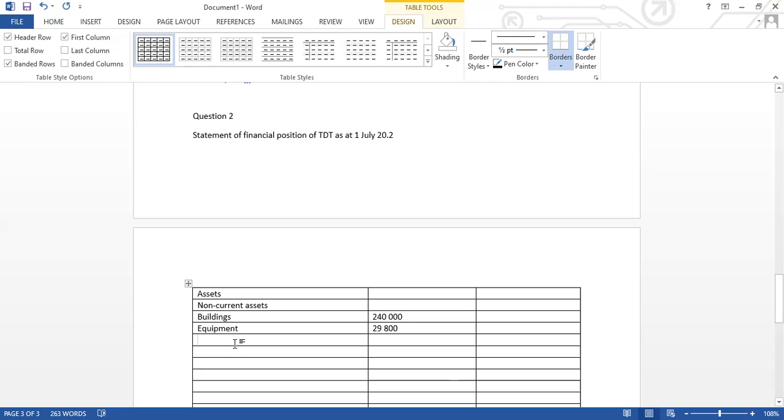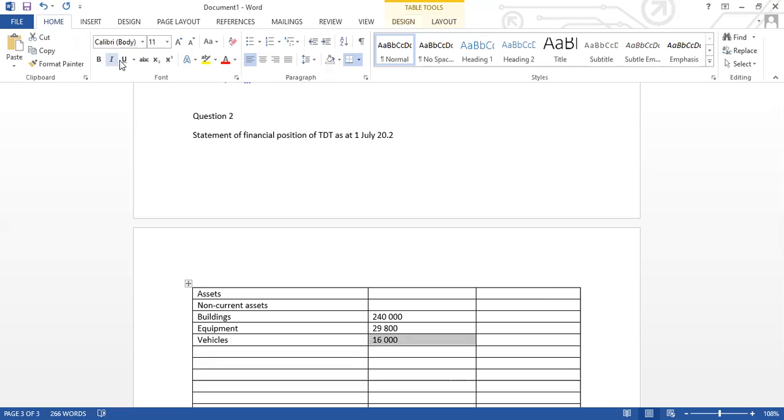And then we have what else? Inventory is not here, we have vehicles. Remember that the Bishop brought in a vehicle. Don't forget about that. A vehicle is also a non-current asset. Vehicle worth how much? 16,000. So our total non-current assets will be how much? 285,800. And then we move on to current assets.